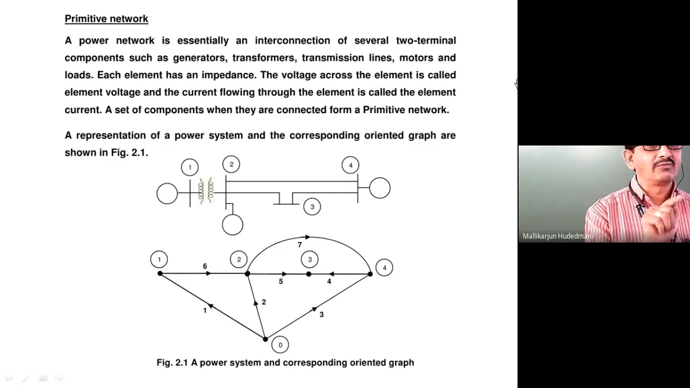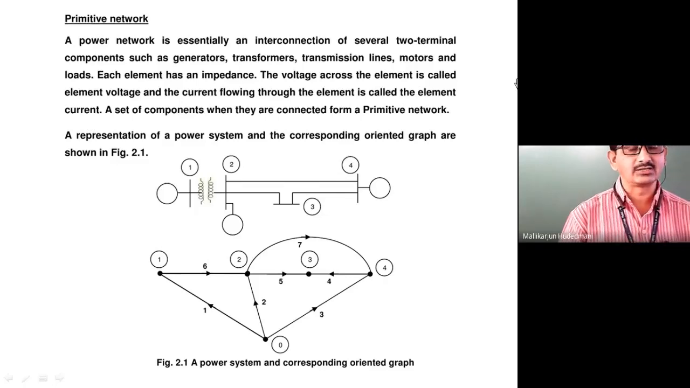Like that, from bus 2 to 4, there is a straight connection. You can find bus number 2 to bus number 4 has an arc which is marked. And again from bus number 2 to bus number 3, there is another transmission line, marked as element number 5, from 2 to 3. And similarly from bus 3 to bus 4, there is a line segment representing a transmission section.